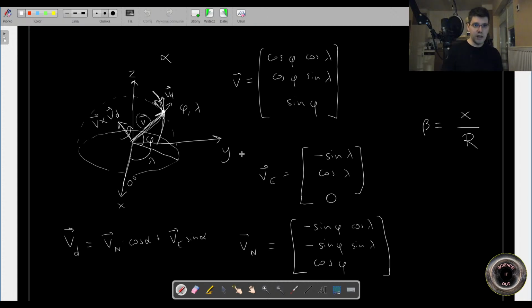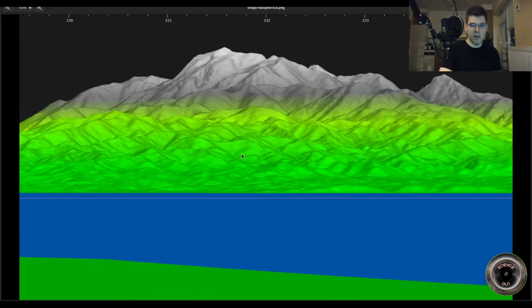Right. So yeah, that's what I wanted to say about the shape models. So now there are four available shapes, and this is how they work.